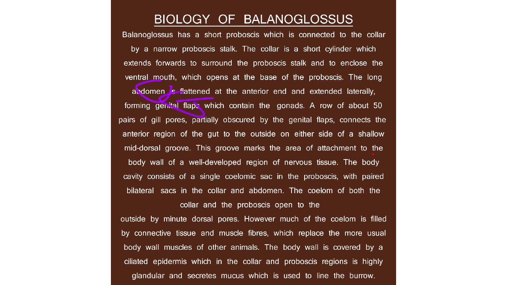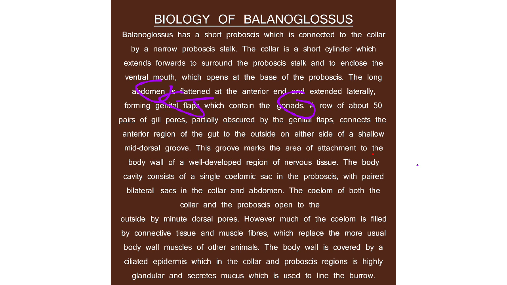And this genital flap, what does it contain? It contains the gonad. Are you getting me now? Now they have about 50 pairs of gill pores. About 50 pairs of what? Gill pores. And these gill pores are found partially obscured on the genital flap.